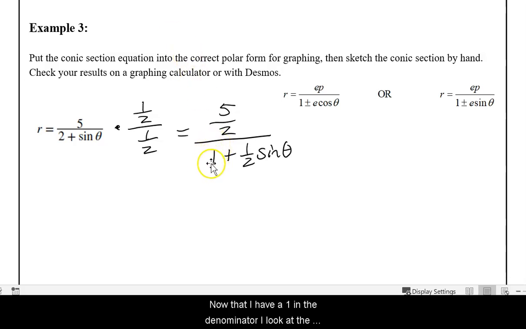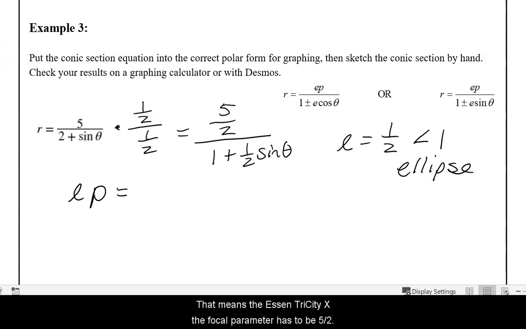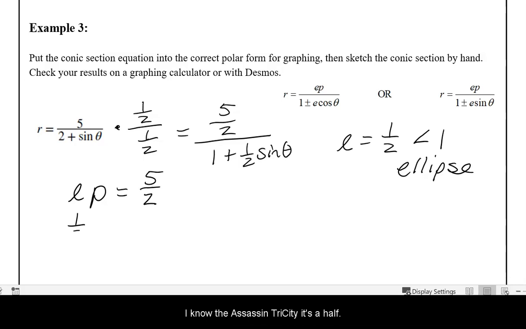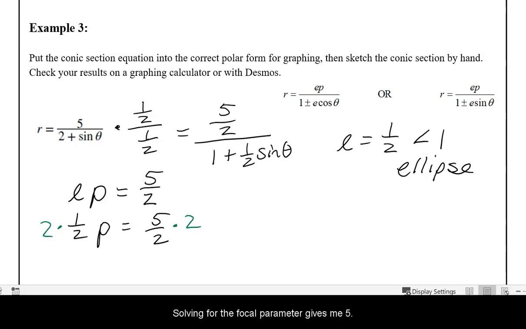Now that I have a 1 in the denominator, I look at the absolute value of the coefficient of the trig function in the denominator. That gives me the eccentricity of 1/2, which is less than 1, which tells me that this is, again, an ellipse. Then I look at the numerator. It's 5/2. That means the eccentricity times the focal parameter has to be 5/2. I know the eccentricity, it's a half. That means if I multiply both sides by 2, I should be able to solve for the focal parameter. Solving for the focal parameter gives me 5.